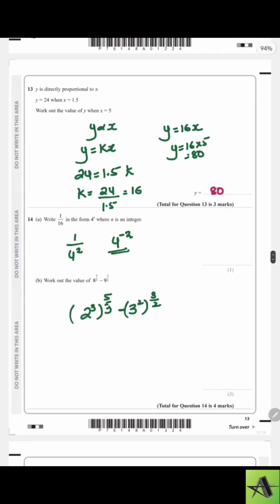There is a power rule which I just talked about earlier as well. That means if there is a power over another power, you just need to multiply them together. So this will be 2 to the power of 3 into 5 over 3 minus 3 to the power of 2 into 3 over 2. This will be 2 to the power of 5 minus 3 to the power of 3. 2 to the power of 5 is 32, and 3 to the power of 3 is 27, and the final answer is 5.